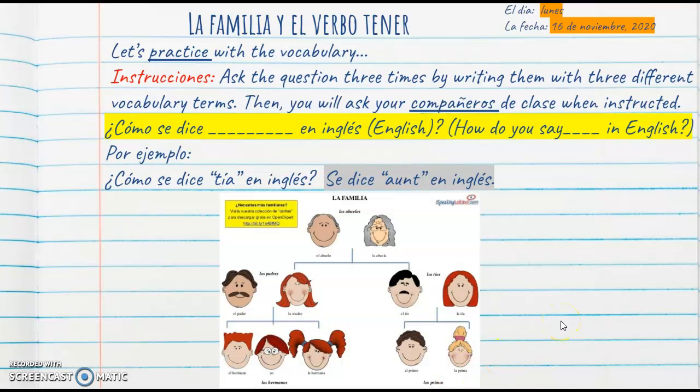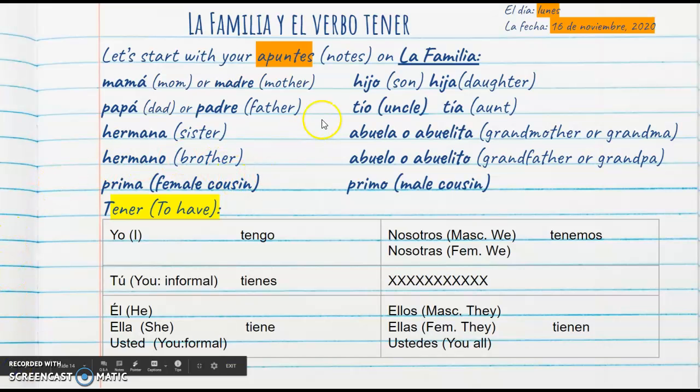Now you're going to pick 3 different members of this family, and you're going to ask someone the question, ¿Cómo se dice blank en inglés? Well, let's see an example. ¿Cómo se dice tía en inglés? Now you're going to answer your own question by saying, se dice aunt en inglés. So if you don't recall what tía is, you go to your previous slide and you look up tía, which means aunt.